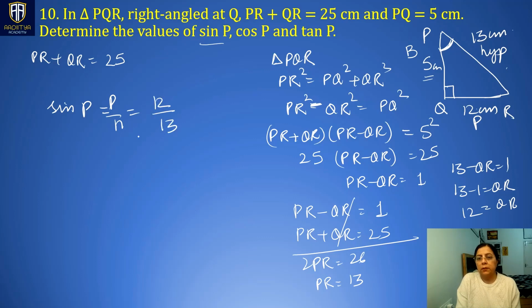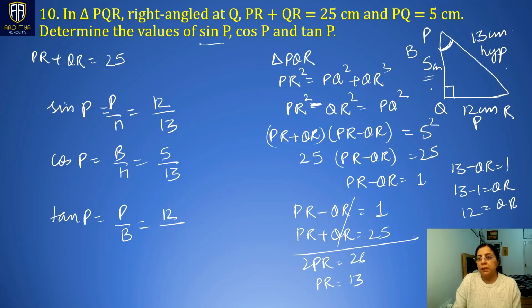Hypotenuse is 13. Then we have cos P. Cos P is base upon hypotenuse. Base is this PQ, which is 5. Hypotenuse is 13. Then we have to find tan P, which is perpendicular upon base. Perpendicular is this QR, which is 12, and base is PQ, which is 5. So this is sin P, cos P and tan P.